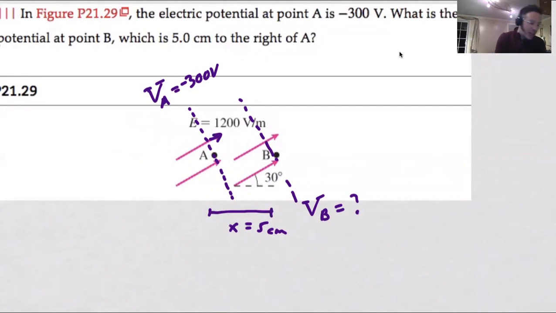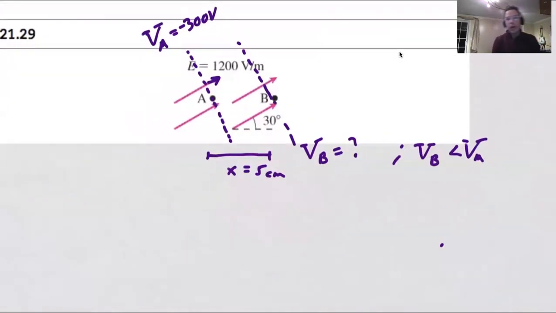What do we know though? We definitely know, as a gut check, the potential at B has got to be less than the potential at A. And how do we know that? Because if the lines are pointing in that direction, then the electric field has to be perpendicular to the equipotential surface and pointing in the direction of decreasing potential. So this has got to be something less than negative 300 volts, like negative 400 volts or something like this, okay?